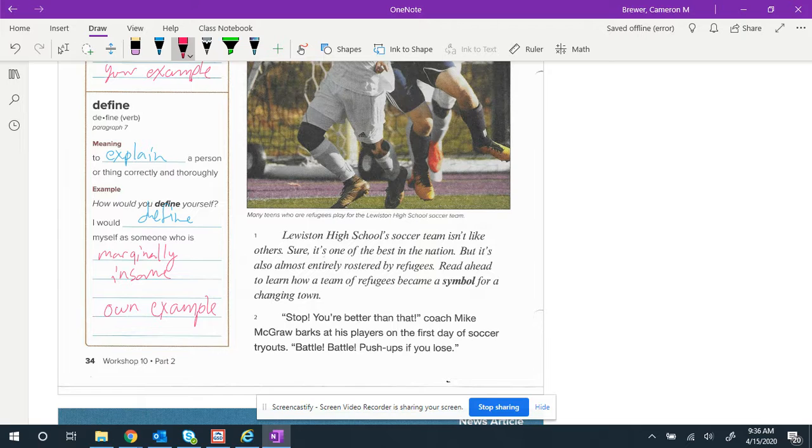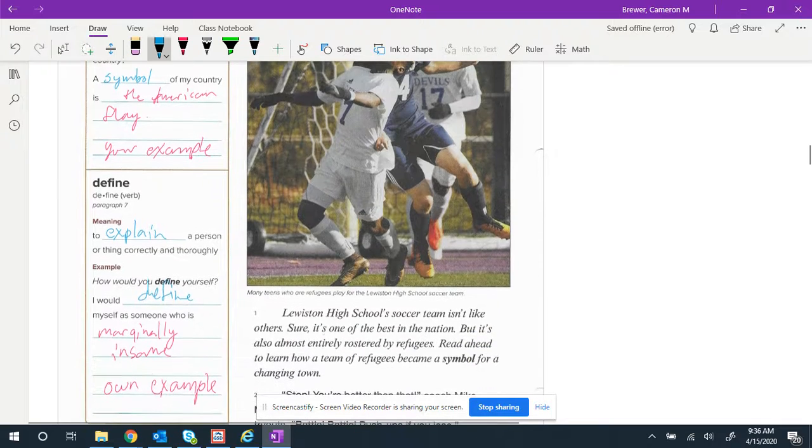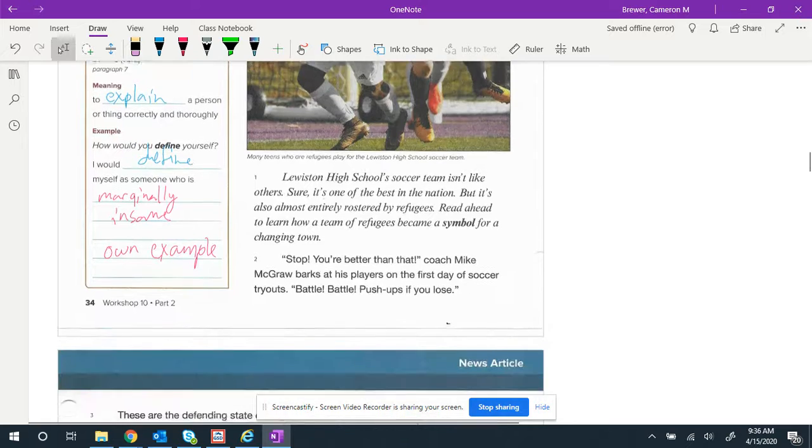Okay, now some context for the story. This is about a soccer team, and it's interesting because at first when I was looking at this, I wasn't sure where it took place, and apparently it takes place in Maine, which is a very interesting thing because I don't know if you guys know much about Maine, but Maine's pretty far north. It's cold in the winters, and it's mostly white people. So these refugees represent a significant change, okay, to the community.